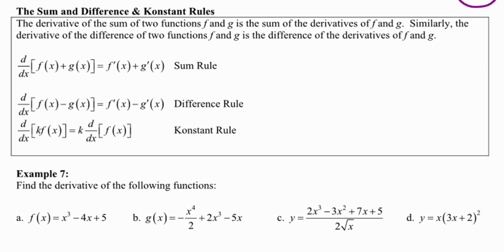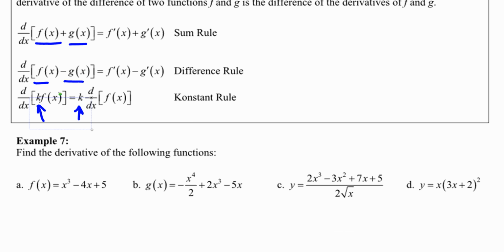Now that you've basically mastered the constant and power rules, we're going to look at the sum and difference and constant multiple rules. So if you have two functions being added together, you just take the respective derivatives of each of them. Same thing with subtracting. Or if you have a constant in front of your function, you can pull it out and put it as the constant times the derivative.